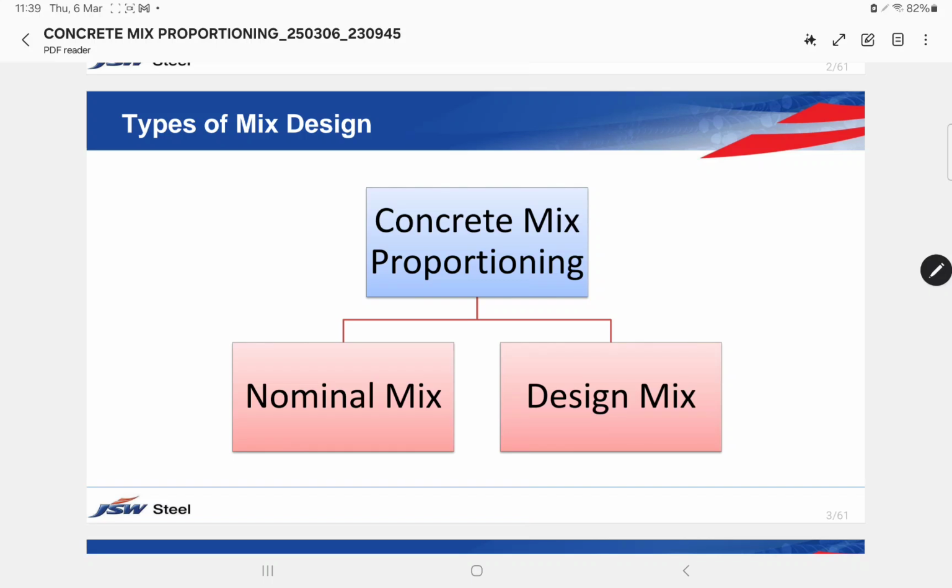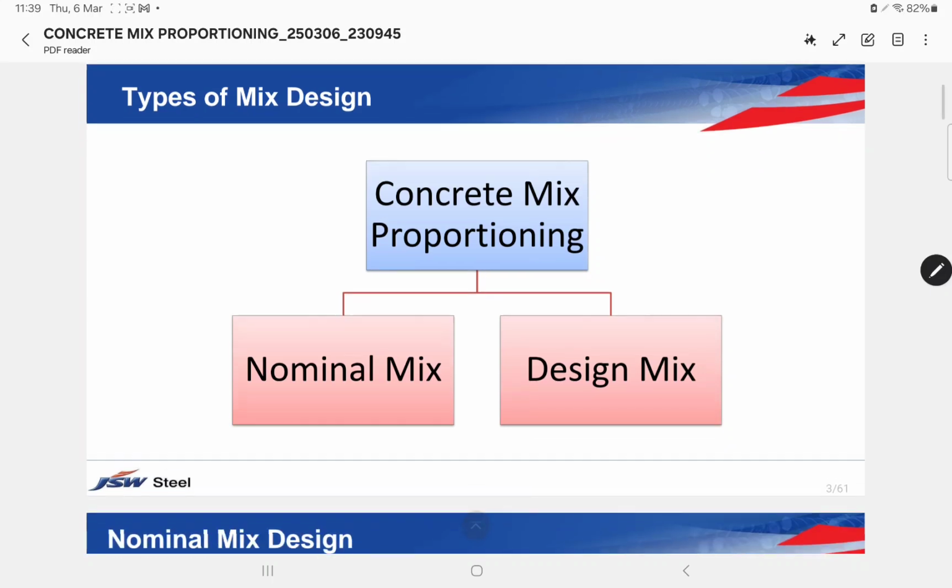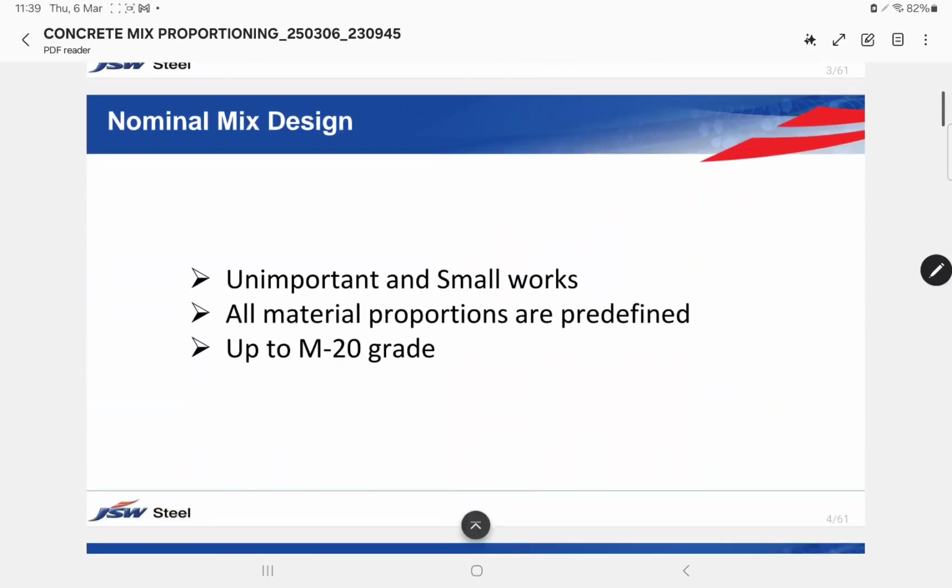What is the answer? If you have answered that it is a volumetric mix, then my friend, you are absolutely wrong, because IS specifies different grades of nominal mix on the basis of weight. I will show you that table later on. But first, let us understand what is nominal mix.